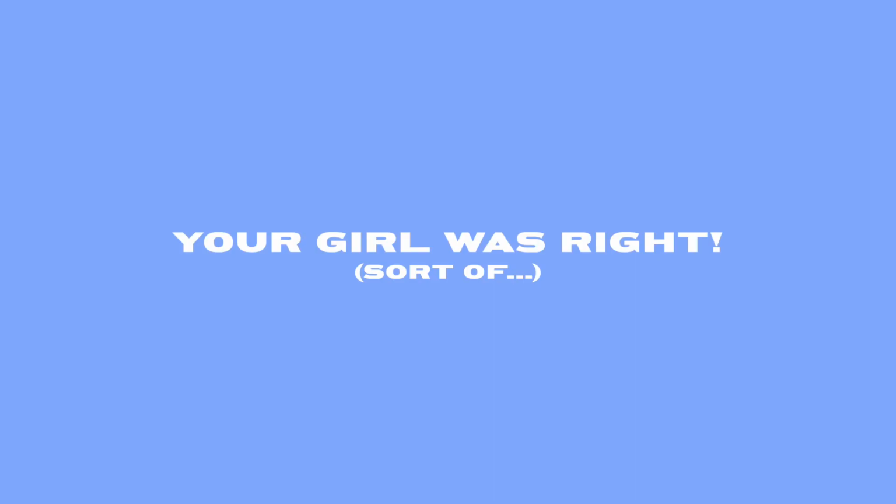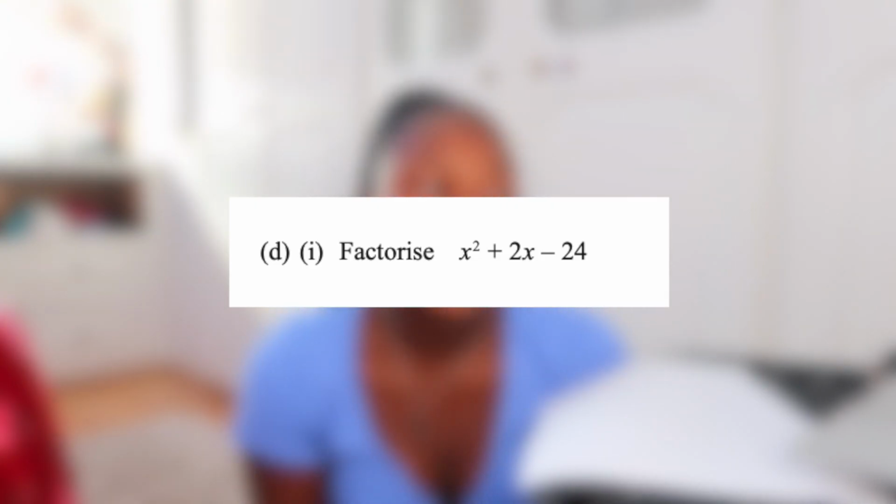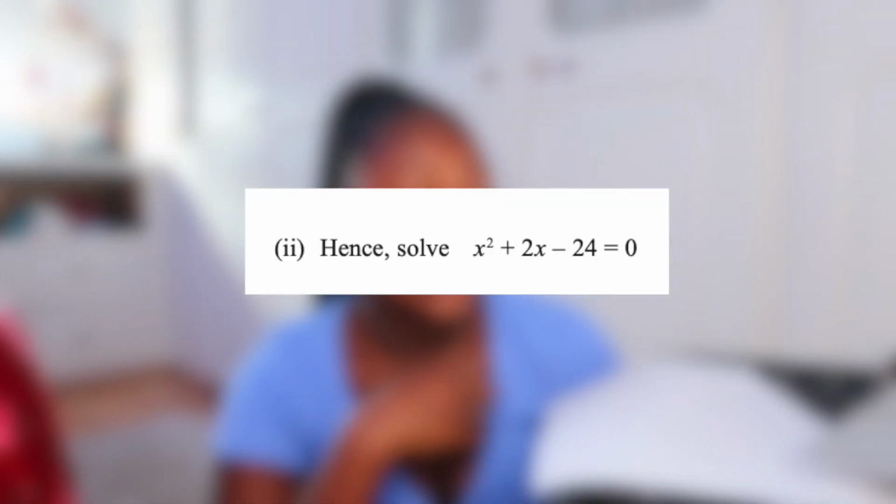I don't know what you're talking about. This is D1. x squared plus 2x minus 24. Factorize. Unfortunately, I don't think I can do that. I don't know what factorize means. I'm so sorry, but I think we're gonna have to miss these 3 marks out. Hence solve x squared plus, no, I didn't get this back then and I don't get it now. Moving on. Okay, next.